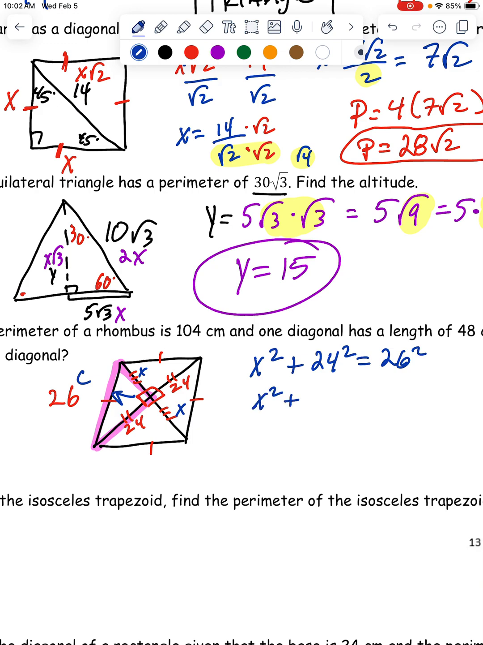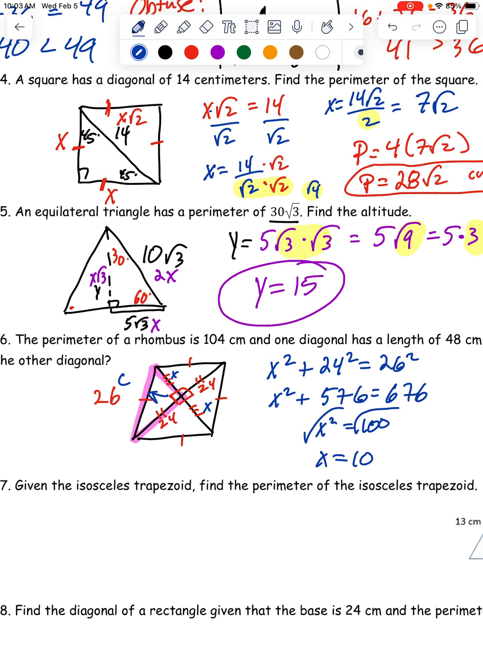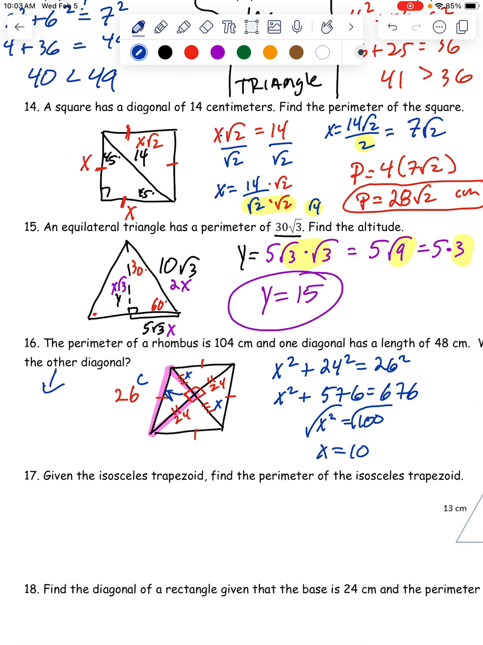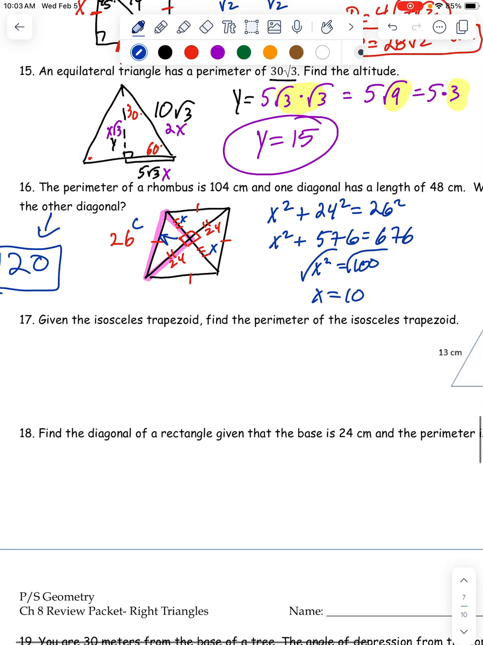X squared plus 24 squared equals C squared, or 26 squared. X squared plus 576 equals 676. X squared equals 100, and then take the square root of both sides. So X is 10. But your answer is not 10. Remember, to find the other diagonal, I have to multiply it by 2 to get 20. Okay, common mistake.